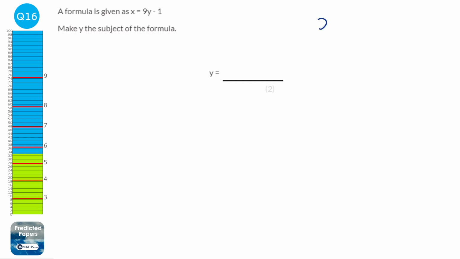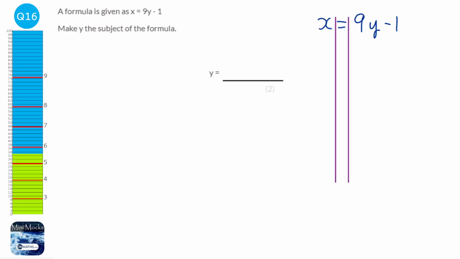So I'm going to write the equation out, the formula out. And we're asked to make y the subject, so I'm just going to get my lines in. And so what's stopping us from having y on its own? Well, this minus 1. How am I going to get rid of it? Add 1 both sides. So we've got x plus 1 equals 9y.